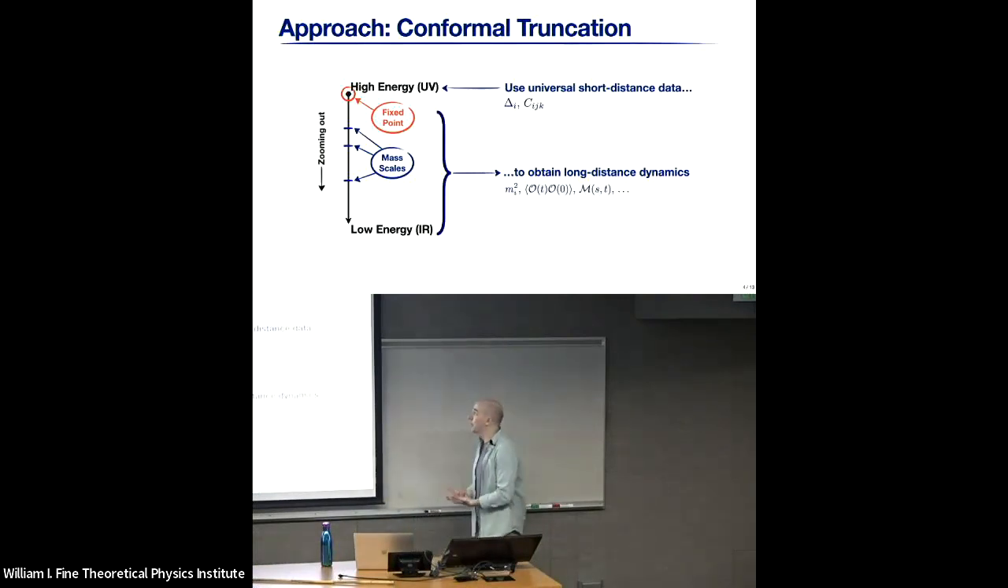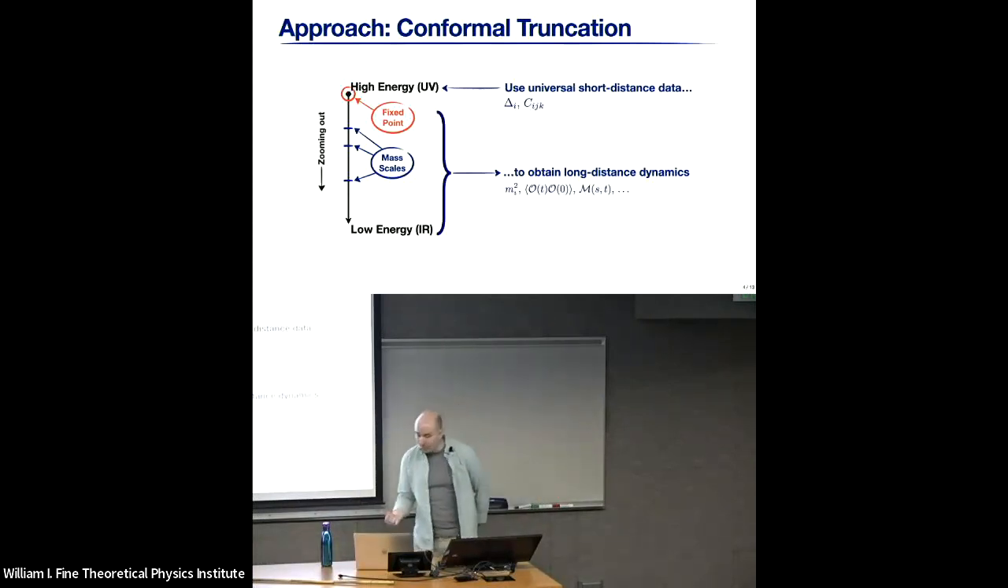And so the input that I'm going to be using is the natural data of the conformal field theory. So things like scaling dimensions of local operators or operator product expansion coefficients, connecting them together, describing the dynamics. So this is going to be the input. And then the goal is to obtain physics that most people care about, things like the spectrum of bound states or time-dependent correlation functions or scattering amplitudes or you name it.